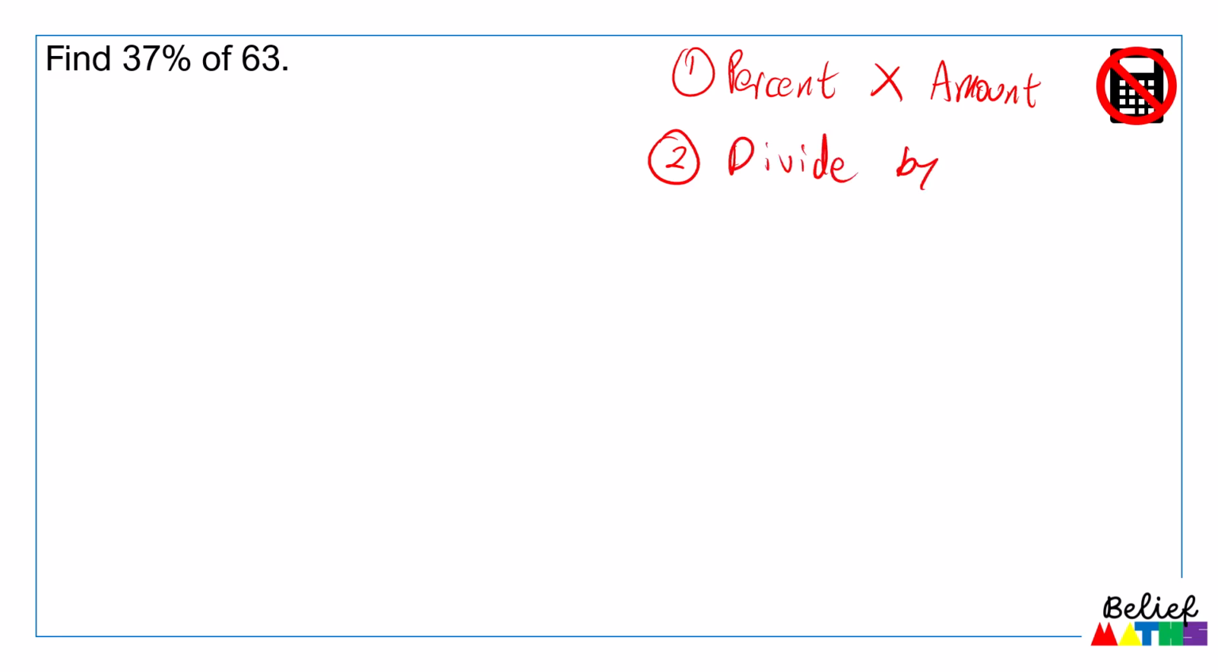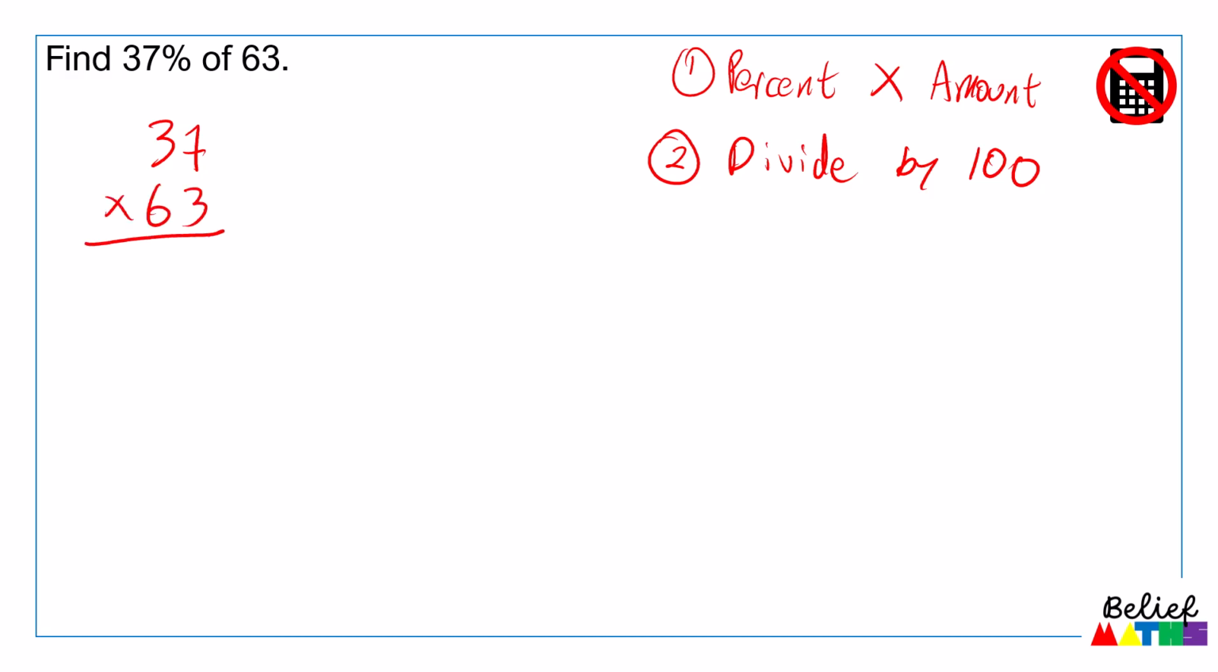Now the method that I like to use is I do the percent multiplied by the amount, and then my second step, percent means out of 100, so we're going to finish by dividing by 100. So let's start with the percent by the amount. So we're doing 37 times 63, and again if you want to write those the other way around, that's absolutely fine too.